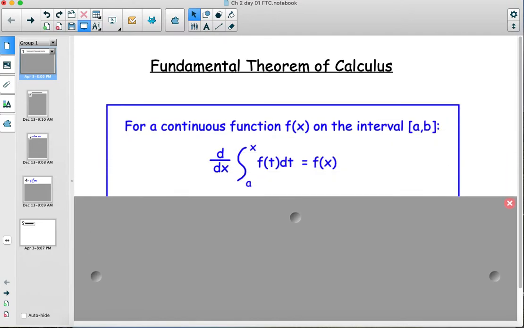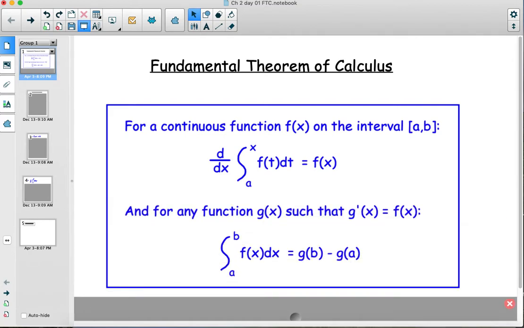There are two versions of the fundamental theorem of calculus, and one of them says that for a continuous function f of x on the closed interval a to b, the derivative with respect to x of the integral from a to x of f of t dt equals f of x.